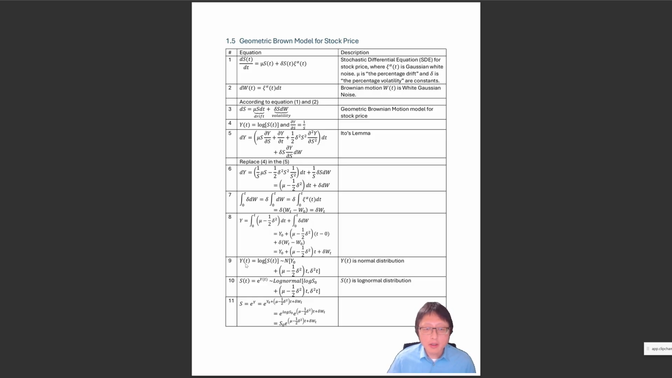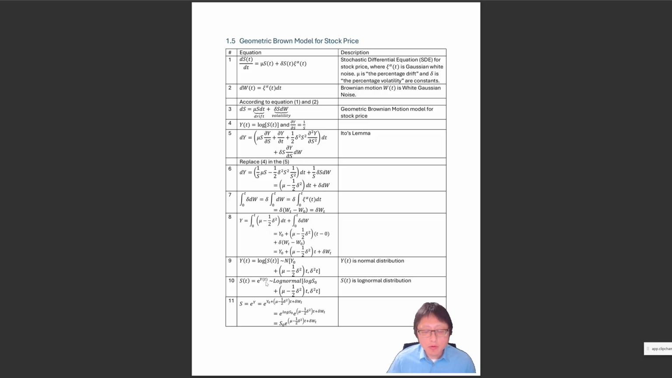We can notice, because we know the Wiener process at any time t is a normal distribution, from this solution of y in equation 8, we can see that yt, which is log of s, is normal at time t, which means its mean is y0 plus (mu minus delta squared by 2) multiplied by t, and its variance is delta squared multiplied by t. So we can see that yt is a normal distribution.